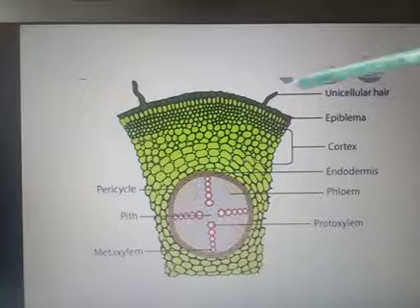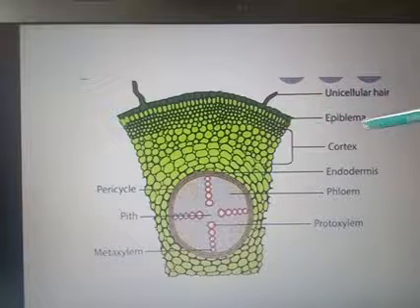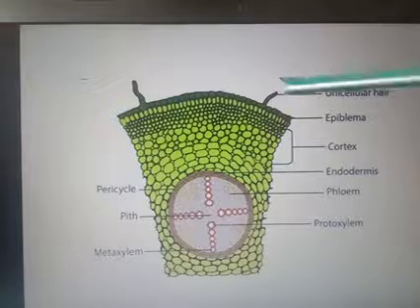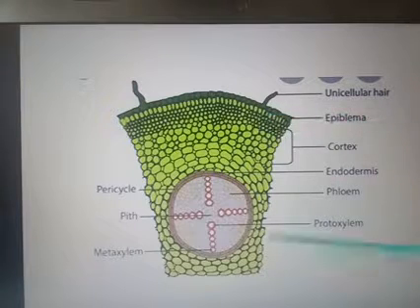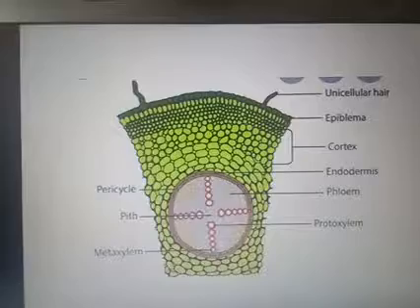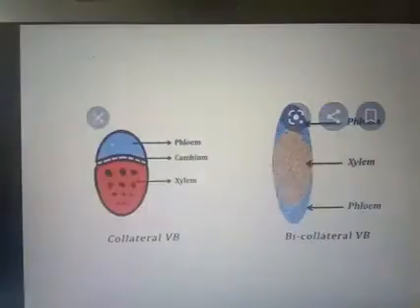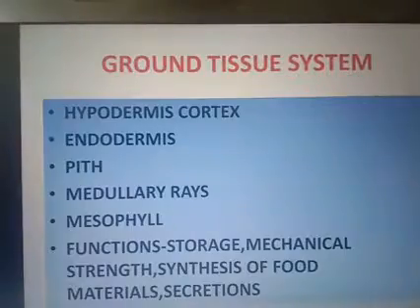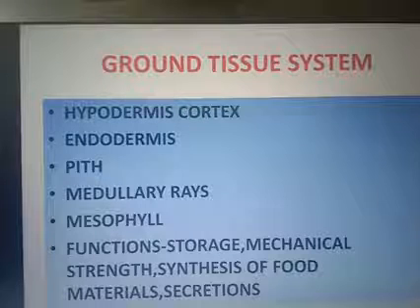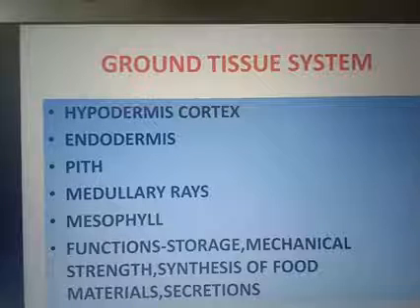This portion is the epiblemma. The epidermis portion is otherwise known as epiblemma. After this epidermis, you can see different layers, different zones of different structures. That is known as the ground tissue system. The ground tissue system comprises hypodermis, cortex, endodermis, pith, medullary rays, and mesophyll in the case of leaves.